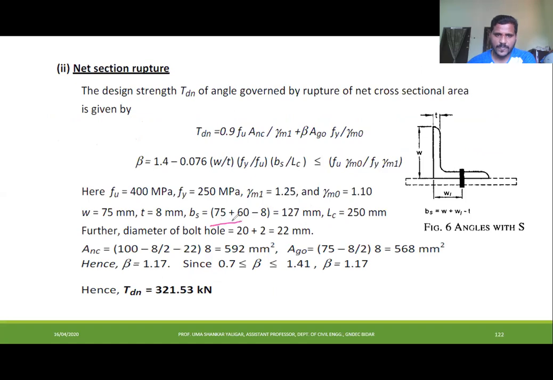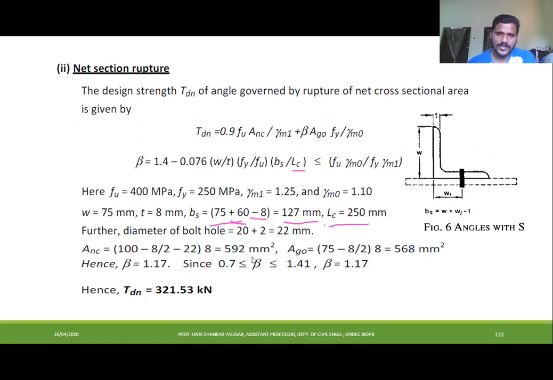Here it means 75 plus 60 minus T, where T means 8 mm thickness. If you do this, you will get BS as 127 mm. Next we need to calculate LC. LC is the distance between the center to center of the first and last bolt.